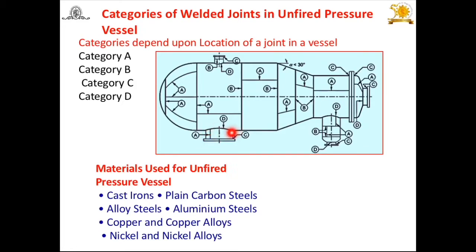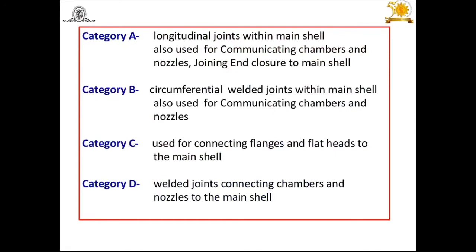Here it's by circumferential, but again this longitudinal joint to this component, and again it is connected to this, and all these longitudinally this vessel is fabricated. So that's why longitudinal joint within the main shell. And also used for communicating chambers and nozzles. Again you will find longitudinal joints and they are connected to the main pressure vessel.